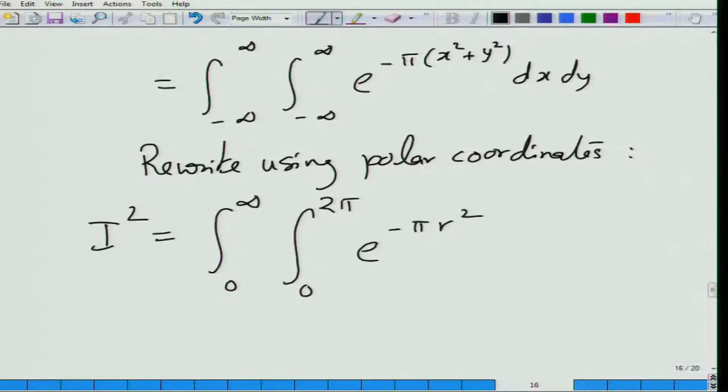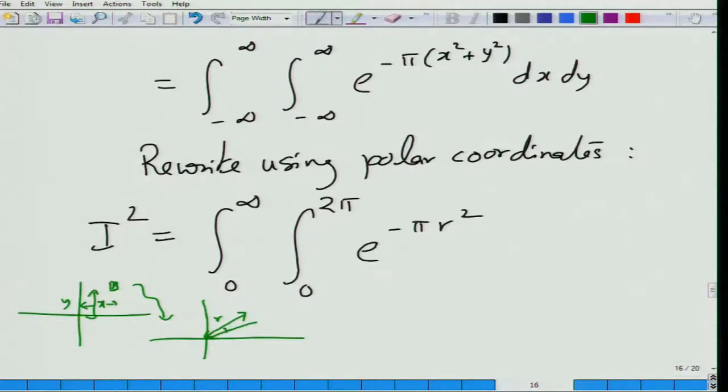Dx dy is a tiny rectangle. That I am going to change with, so here is a dx dy. This I will replace with, in the polar coordinates. So, this is x, this is y. In the polar coordinate I will replace with r. And this is d theta. With this piece, so it's r, and this is dr, and this is d theta. This area is r d theta dr. Well, this is pretty standard, but I thought I'll just mention it anyway.